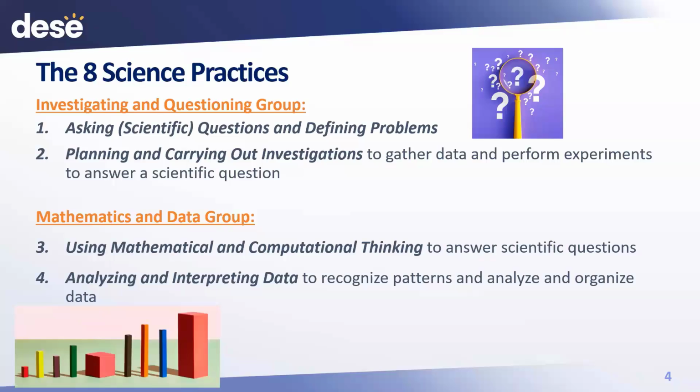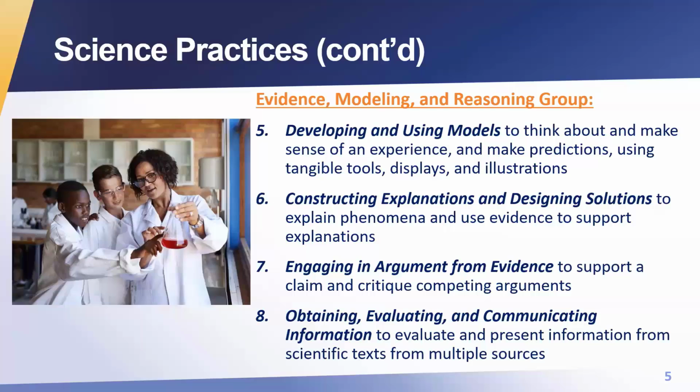The next group is called evidence, modeling, and reasoning. Under this one, you'll see that there's developing and using a model, constructing explanations and designing solutions, engaging in argument from evidence, and obtaining, evaluating, and communicating information. So it sounds really highfalutin. You're thinking, oh no, my student can't do this. But really, we break it down, we give you examples, and your student can do this.